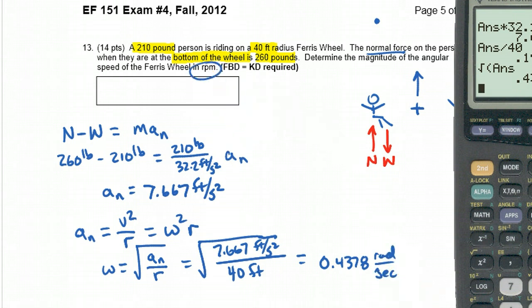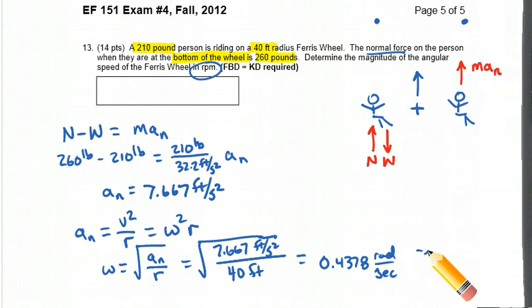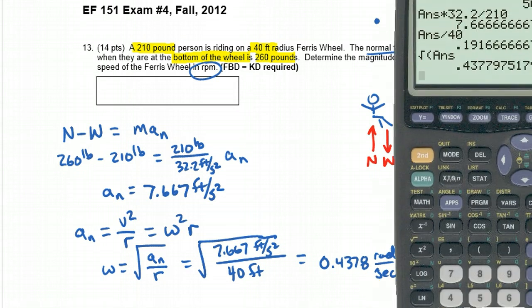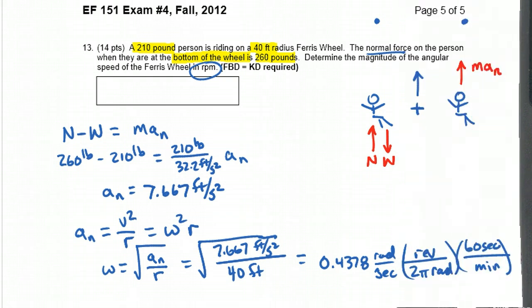We're asked for the speed in RPMs, so we'll use 1 revolution is 2 pi radians, and 60 seconds is 1 minute. So we'll take our radians per second value, multiply by 60, and divide by 2 pi. That gives 4.18 revolutions per minute.